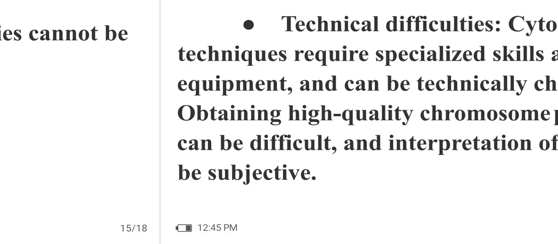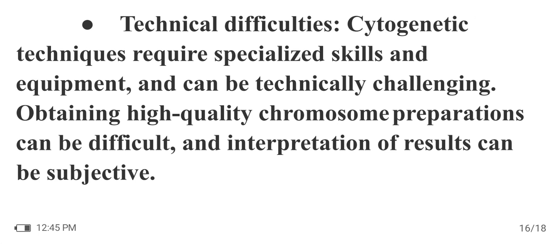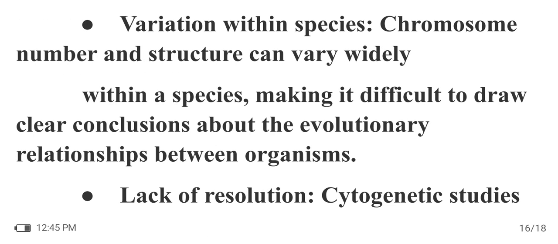Then technical difficulties. Cytogenetic techniques require specialized skills and equipment and can be technically challenging. Obtaining high quality chromosome preparations can be difficult and interpretation of results can be subjective. Variation within species. Chromosome number and structure can vary widely within a species, making it difficult to draw clear conclusions about the evolutionary relationship between organisms.